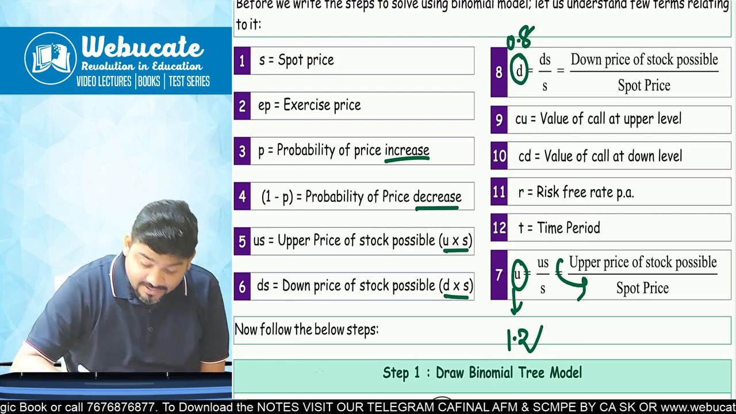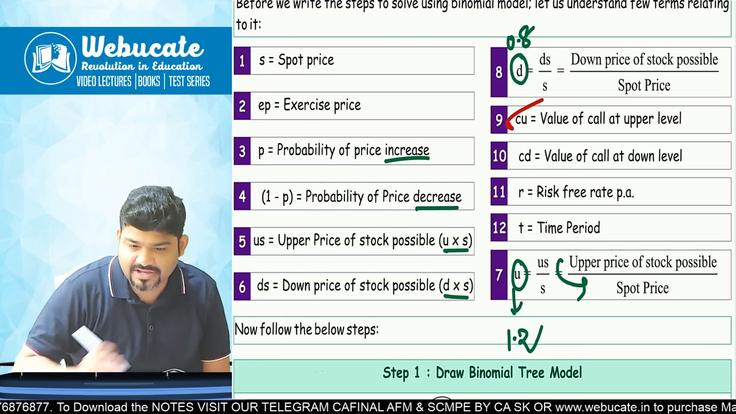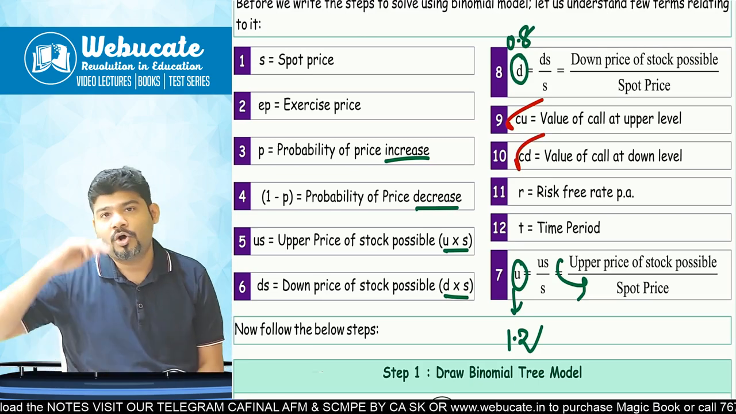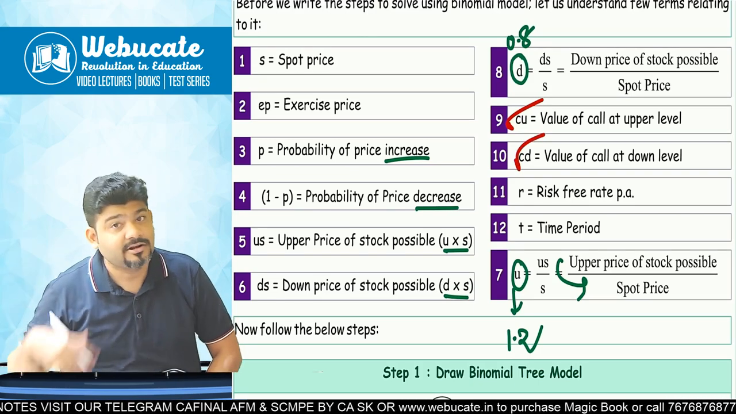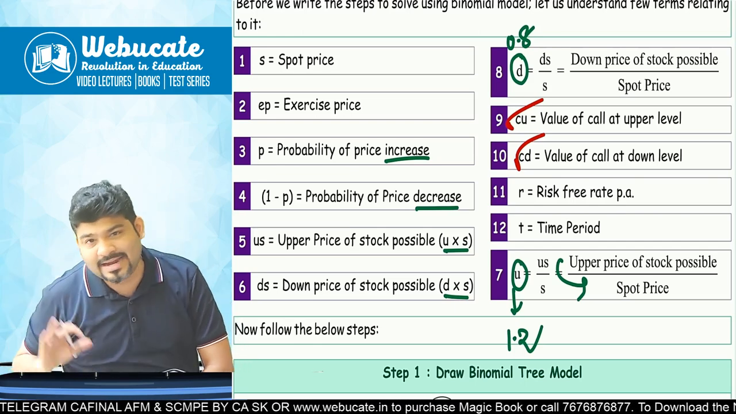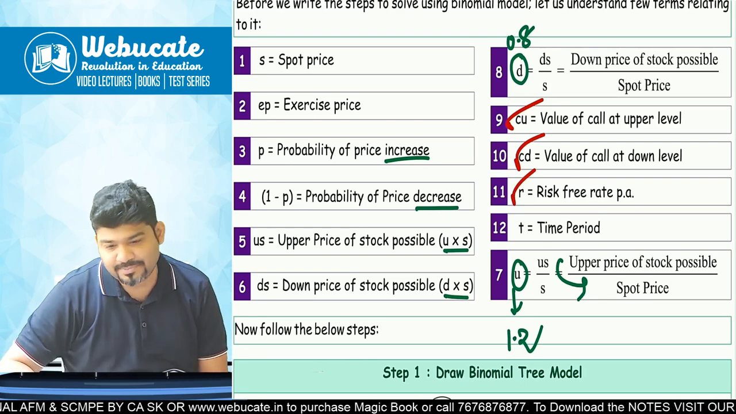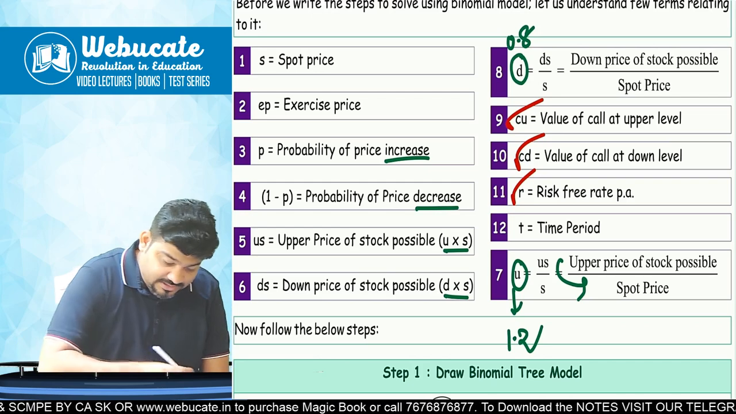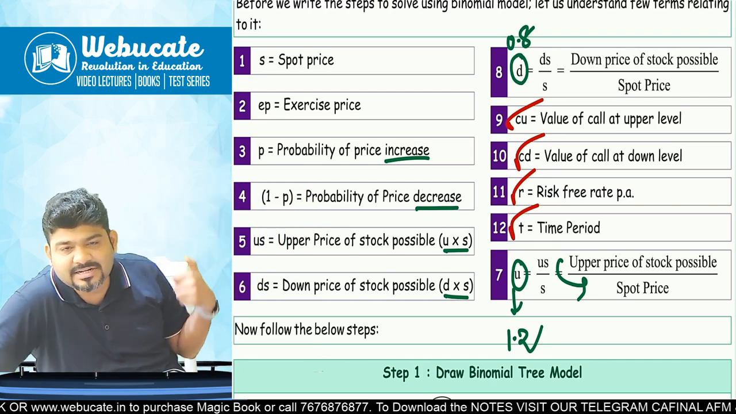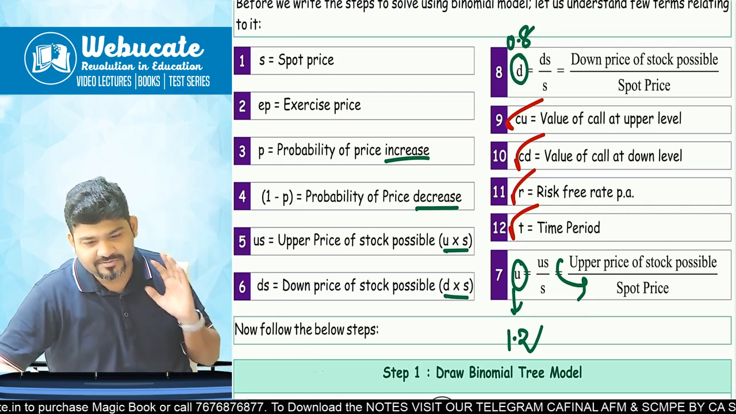And then if the market goes up, what is the value of call? We have a specific formula for that. If the market goes down, what will be the value of call? Now, all of this is going to happen 3 months later, 4 months later, or 6 months later, as the expiry is there. So we will have to bring it to the present value. We will use the risk-free rate to bring it to the present value. T is the time period. That is how we bring all of this to the present value. This overall will give us the binomial model.